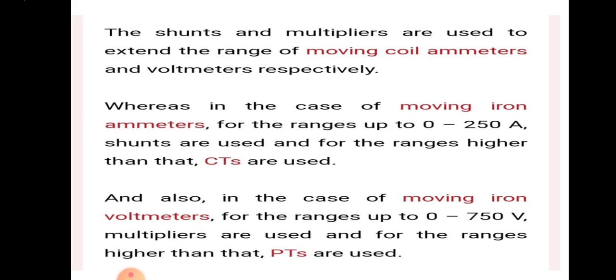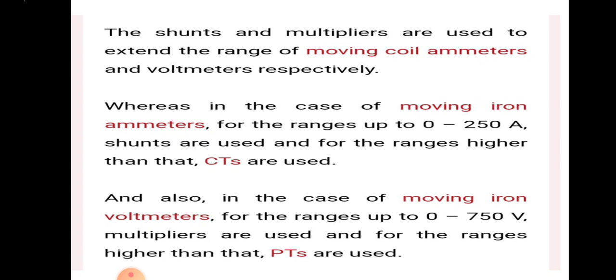Now here we can see where we have to use shunt or multipliers and where we have to use the CT and PT. The first point says that the shunts and multipliers are used to extend the range of moving coil ammeters and voltmeters respectively. It means the methods we have seen in the previous lecture for range extension can be used only for moving coil ammeters and voltmeters. Whereas in the case of moving iron ammeters, that is MI instruments, for the range up to 0 to 250, shunts can be used. That means for MI ammeters, for lower range we can use the shunts, but for the higher range we cannot use the shunt resistance. For that purpose we have to use the current transformers.